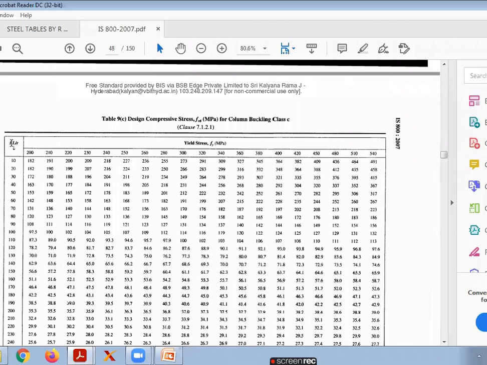So the KL by R value, suppose we got around 146. Suppose we take 150, the grade is 250, so you will take 59.2. I am taking buckling class C. So here, if you observe, for 150 it is given 59.2.